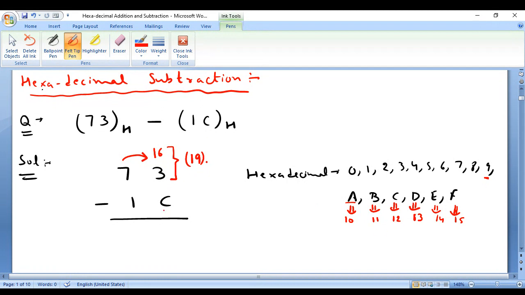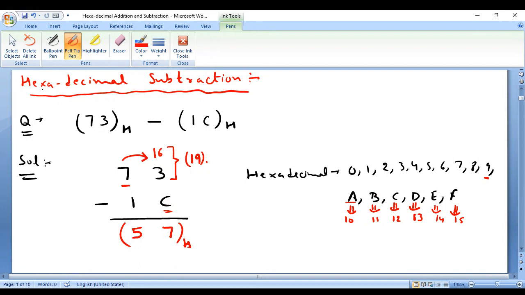So if you subtract, 19 minus 12, now C is 12. So 19 minus 12 will be how much? 7. So we will write here 7. And from the next digit, because you have already taken one borrow from there, instead of 7, now it is 6 as the remaining. So here you are left with 6. So 6 minus 1 will be equal to how much? 5. So ultimately you will get 57, and it will be in the hexadecimal system.